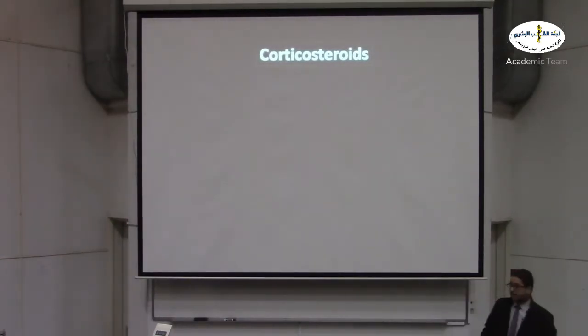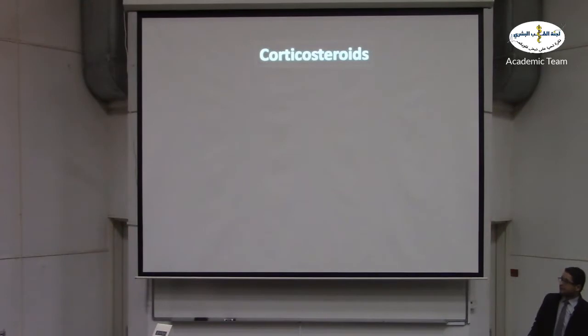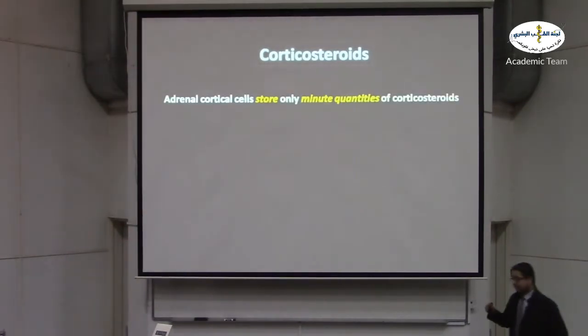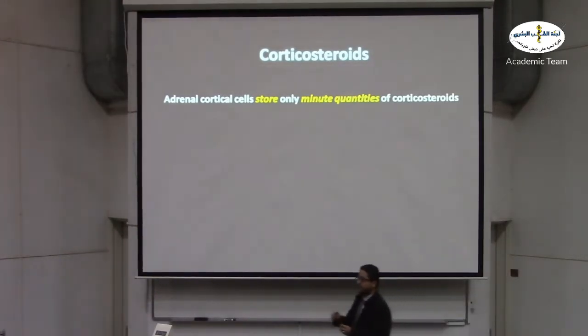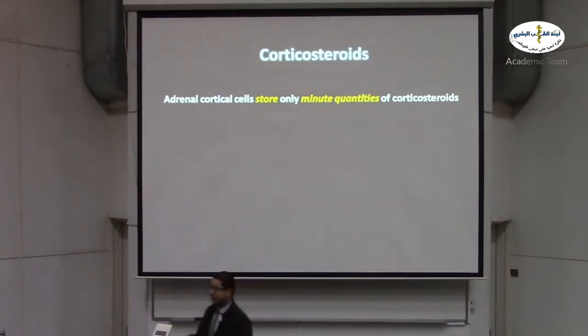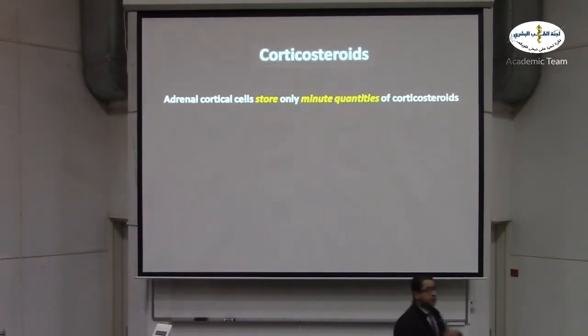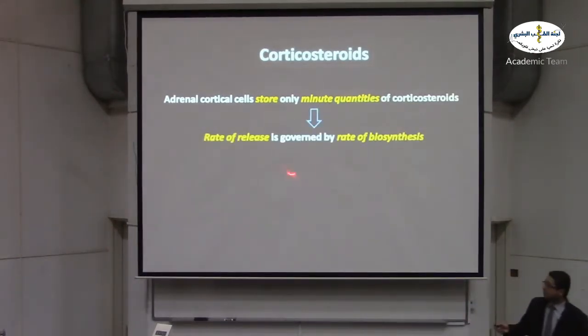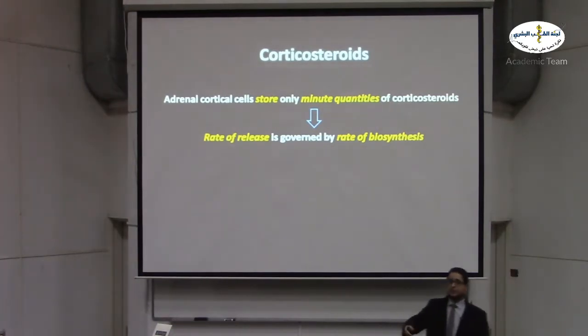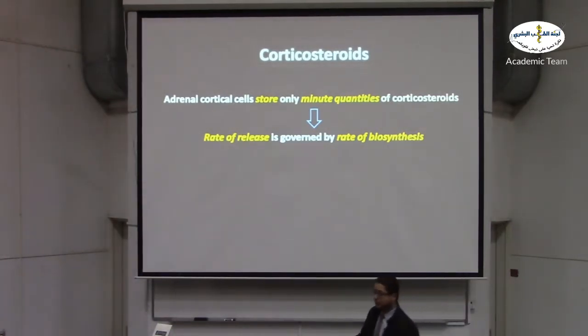Corticosteroids in general within the suprarenal adrenal gland are characterized by one major thing, which is the fact that they are synthesized in very minute quantities during the day. And that's why to govern how much you have in your body is related to the rate of biosynthesis. Meaning how much you synthesize, how much you will get during the day. And this is contradictory to what we discussed with the thyroid gland. And the thyroid gland, as we knew it, there was a lot of storage within the thyroid gland.